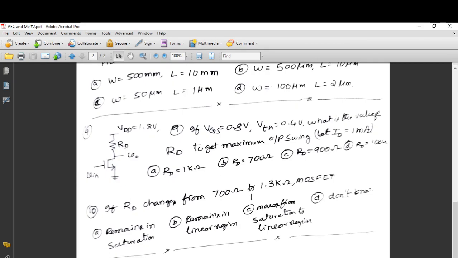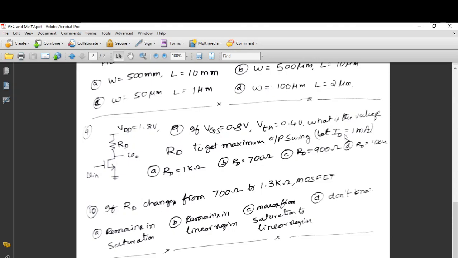Next, coming to this: now if VGS is equal to 0.8 and VTH is equal to 0.4, what is the value of RD that will give maximum output swing? Let ID be 1 milliampere. So let us try to understand the meaning of this output swing, RD, all this stuff. Now looking at this circuit diagram, what I have is this.